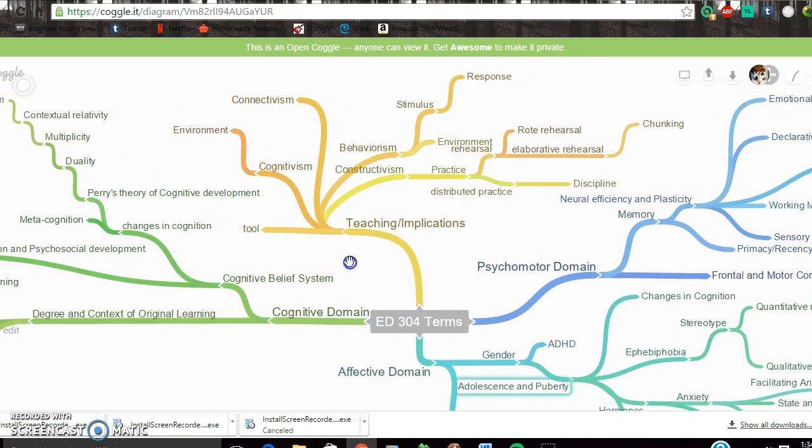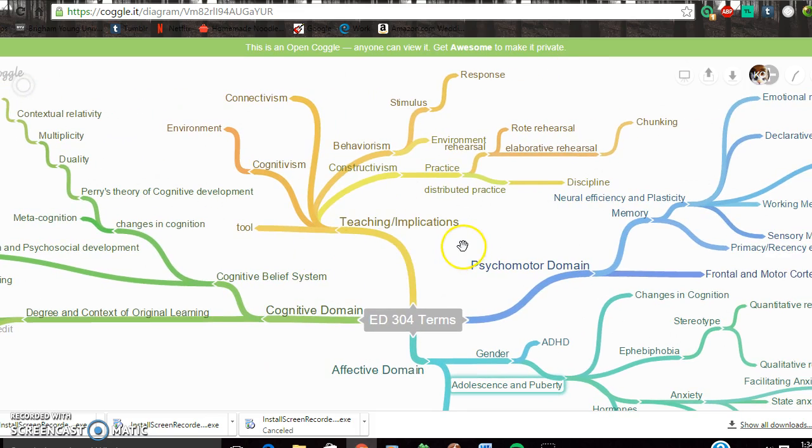So the next branch I wanted to talk about would be the implications for teachers. We have these different theories of learning: constructivism, behaviorism, connectivism, and cognitivism. Each of these is different. They're all theories, and I think they're all, in their own way, correct. But I think they're all different too.